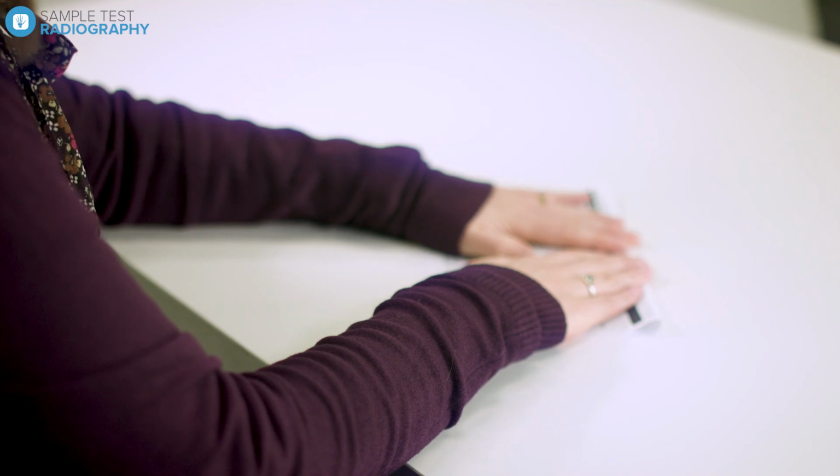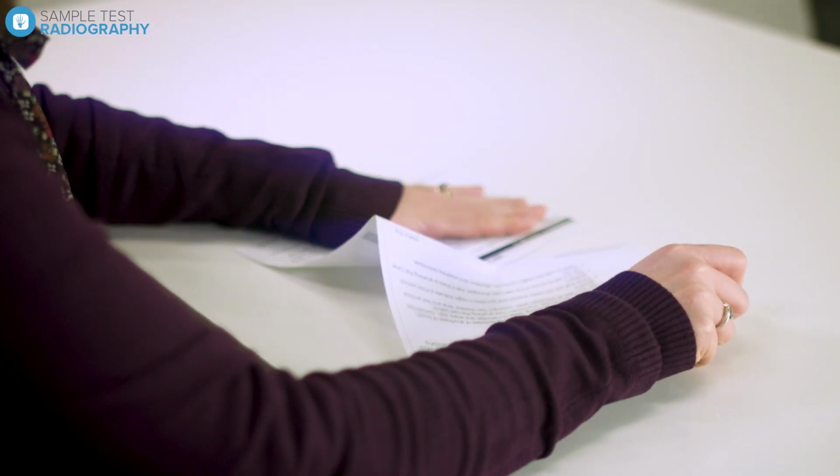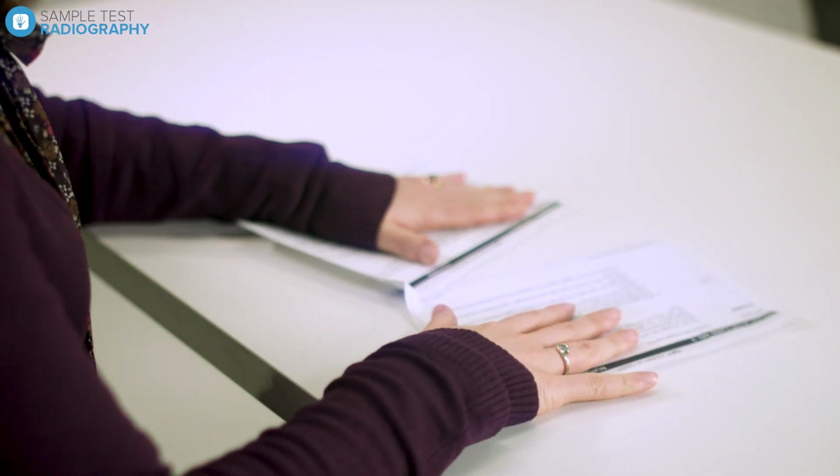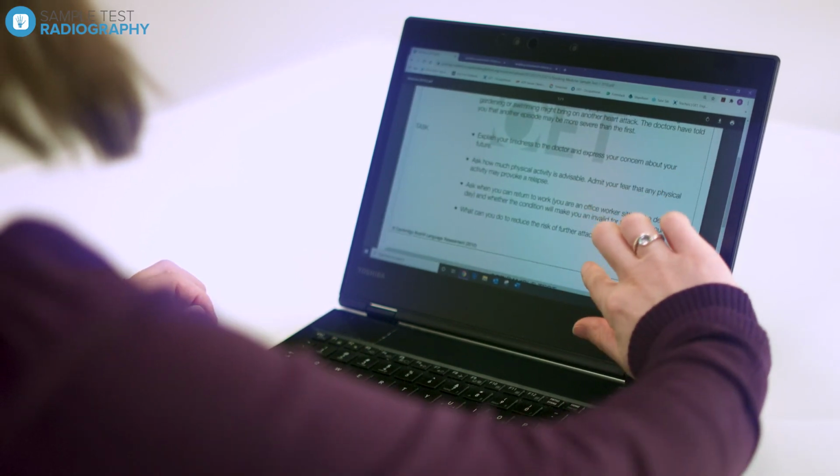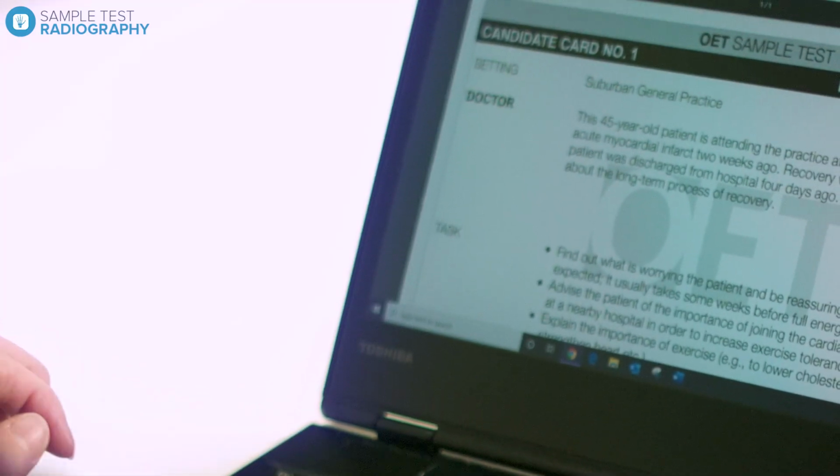If you print off the role cards, tear or fold the page in half so you only have your card, or if you are looking at the task online, change the size of the card so you can only see your part. Ask your patient to play their role fairly.